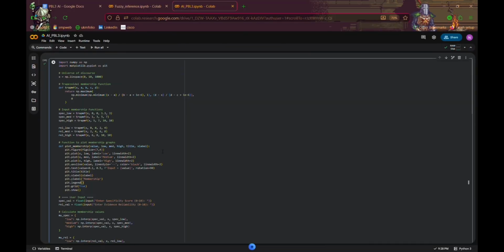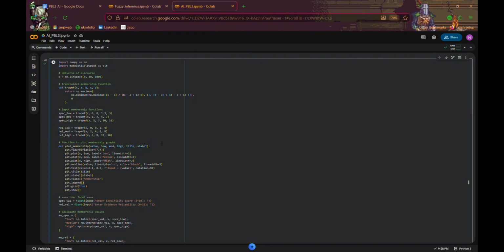For this part, I will show you a live fuzzy inference system that evaluates decision confidence based on two inputs: the specificity score and evidence reliability. I will run the system live and explain which rules are firing and the firing range. I will also present the crisp output for the three cases.